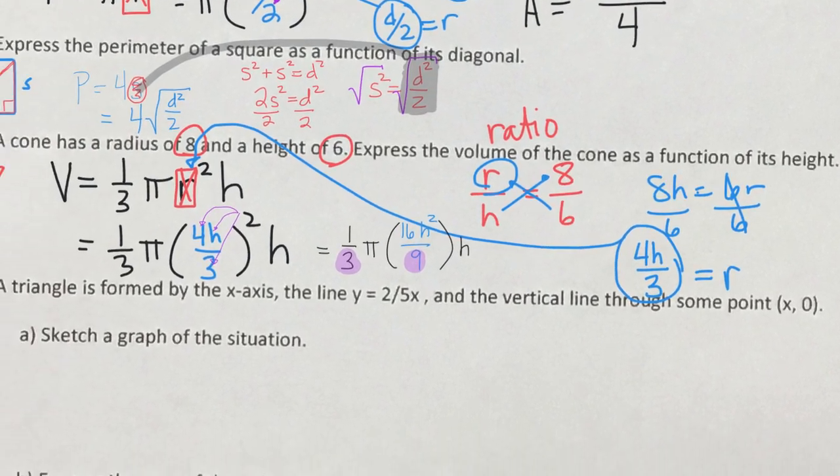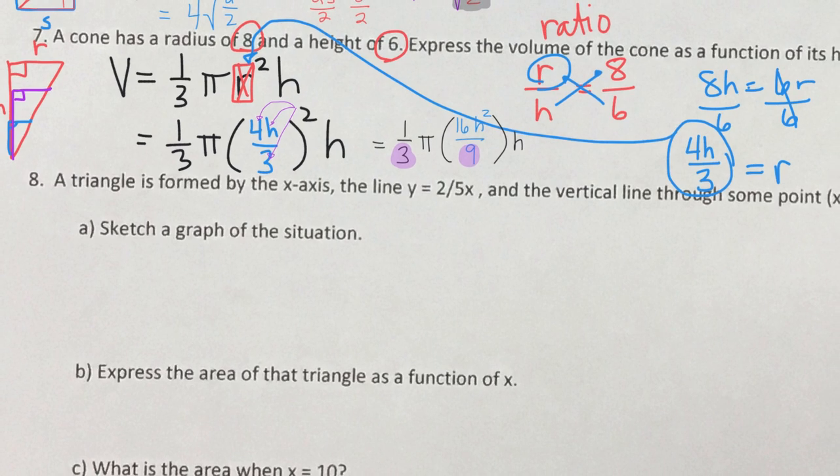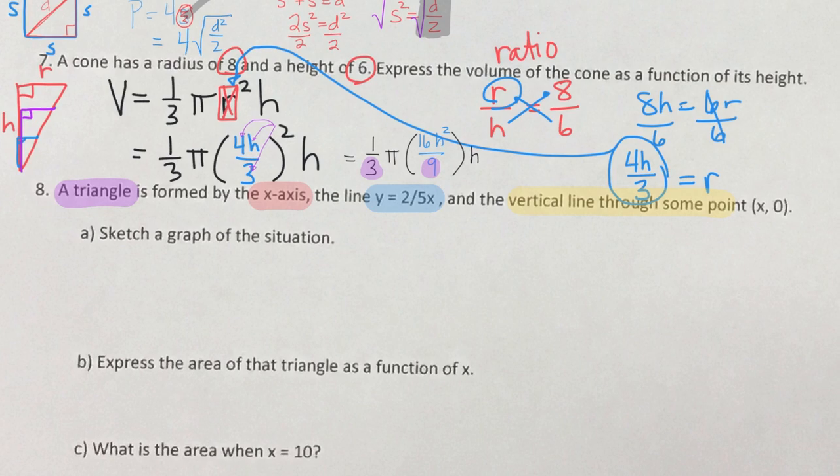Okay, so our last one here that we're going to do on this video is this algebraic function one. Okay, so we have a triangle, right? We're told that we have a triangular figure, that's good, formed by 3 different lines. We have the x-axis, we have this relation, right? This linear y equals 2/5 of x, and then we have a vertical line, some random vertical line that's out there on your graph.